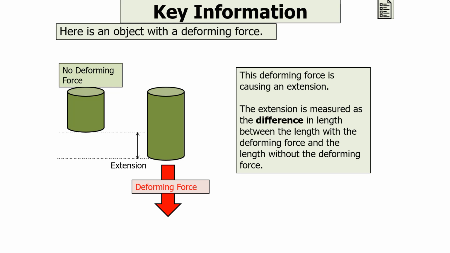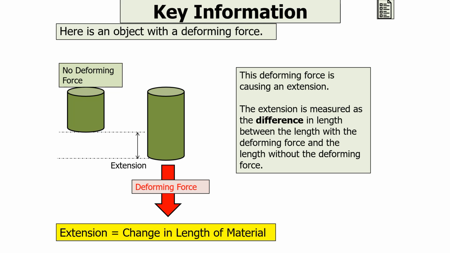So here is an object with a deforming force acting upon it. The deforming force in this case is causing an extension. Now the extension is measured as the difference in length between the length with the deforming force and the length of the object without the deforming force. So extension is the change in length of the material, or delta L.